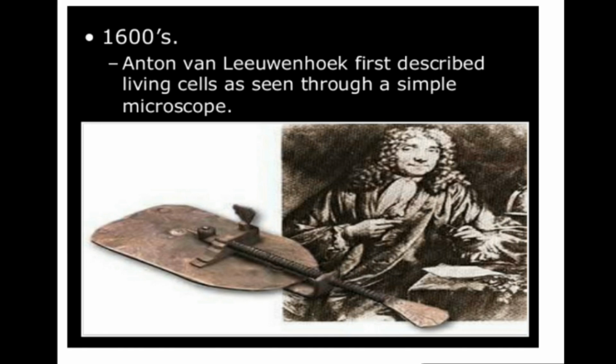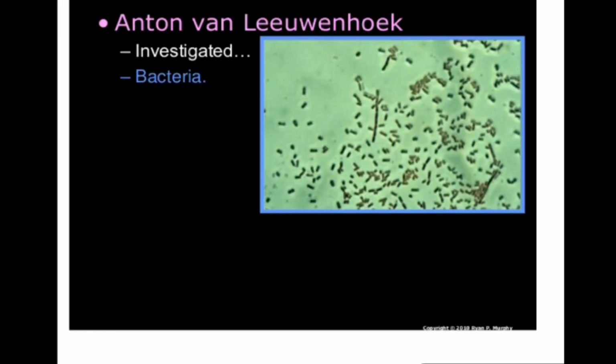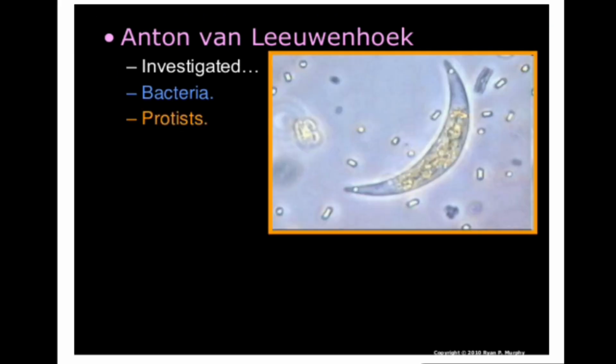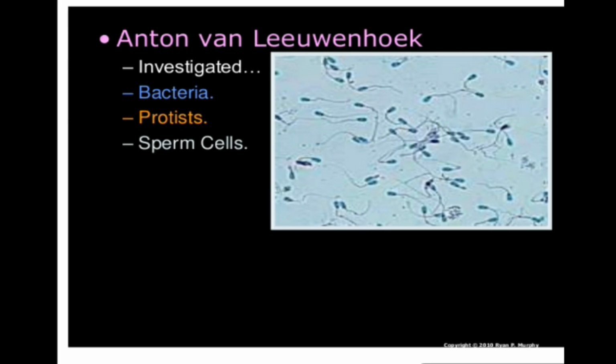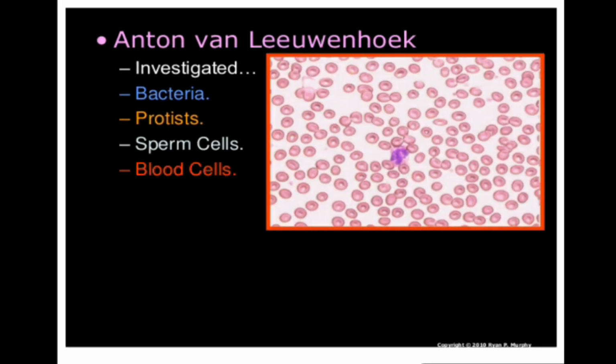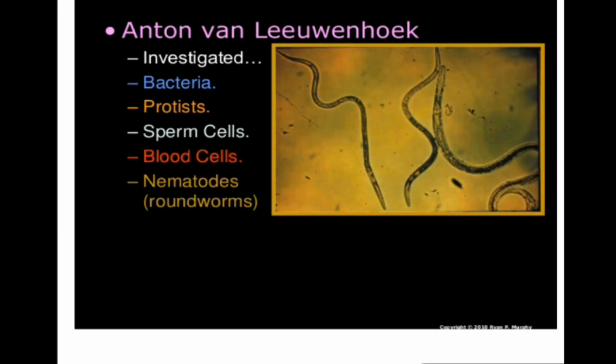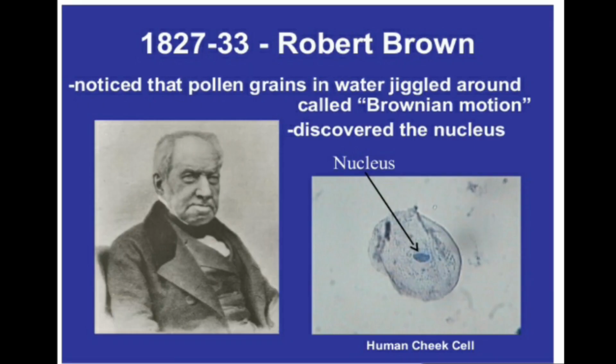Anton van Leeuwenhoek was the person to first observe living cells. And he observed a lot of living cells. He observed the bacterial cells. He observed the protista cells. He observed the sperm cells. He also observed our red blood cells. He observed the nematodes or the worms that we find in our intestine. He observed all these through the primitive microscope that he had created.